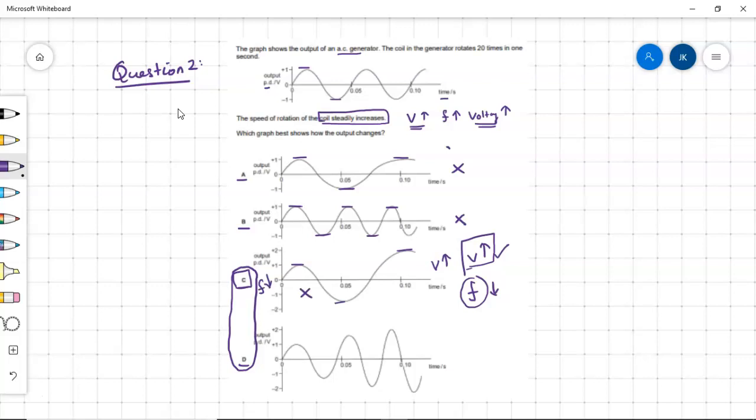Here you can see the frequency at this point. Here 0.05, but here the frequency is increased. Here at this 0.1 second, you can see two waves. Here is one and here is two waves, but here you can see 1, 2, 2 and a half. 2.5 waves are there in the given 0.10 seconds. So here the frequency is higher, and the voltage is also higher. So the option D is right.